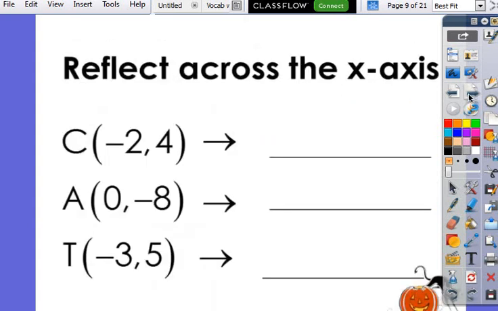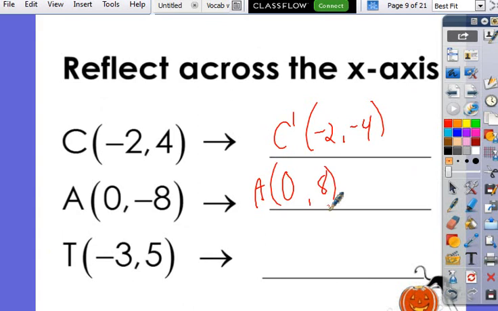Again, real quick. Negative 2, negative 4. 0, 8, and then negative 3, negative 5. So we should be good there.